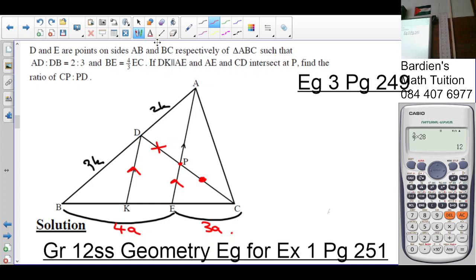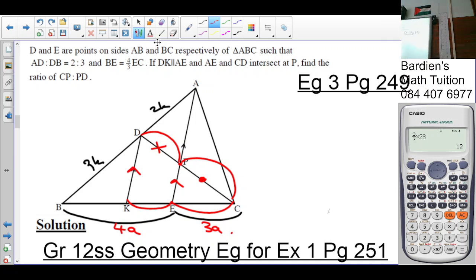So what can we say from here? We know that CP over PD is equal to, what's that equal to? CE over KE. Not so. So do it again. You understand?